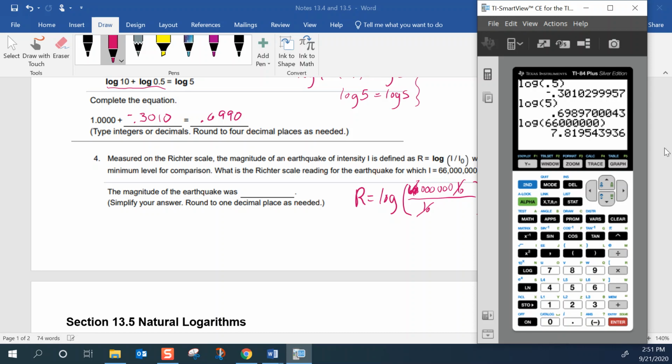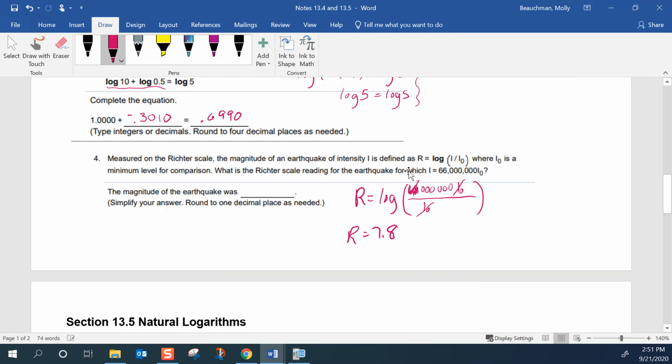Enter, so that would be about a 7.8 on the Richter scale. So an earthquake with 66 million intensity is a 7.8 on the Richter scale. All right, so that's common logarithms.